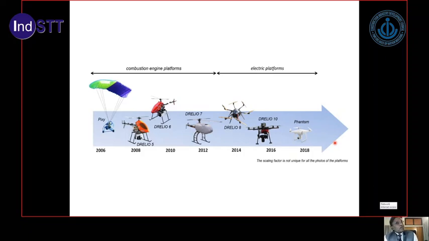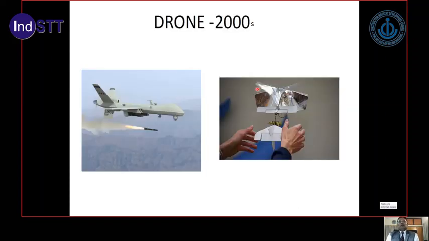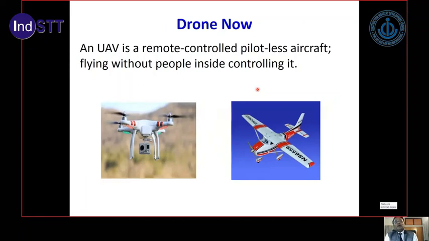We are getting better and better sensors and better software to analyze the data and make it useful for different applications. So you can see here that earlier it was combustion engine platforms, and now we have electric engine platforms. In drones, from 2000 onwards, it has completely changed, and we are having systems which are very small in size and have a lot of flexibility.